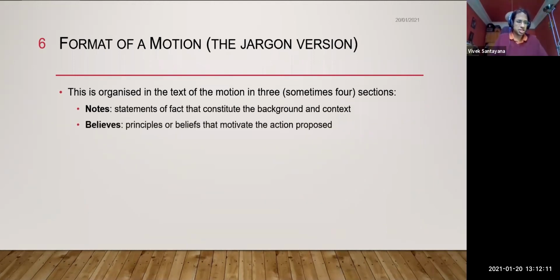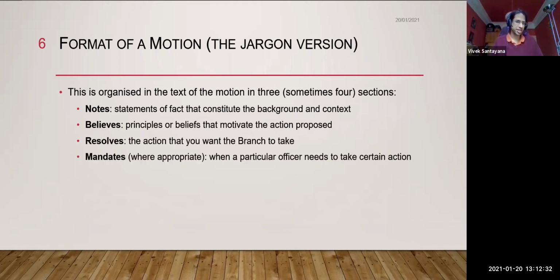The next section is the beliefs section, which basically establishes the principles or beliefs that motivate the action proposed. This is not necessarily statements of fact, but more valuative statements that justify the action that you're proposing. And then you might have noticed a pattern here. The next sections are the resolves and the mandates sections, and these are the sections that give what action you need the branch or union to take.